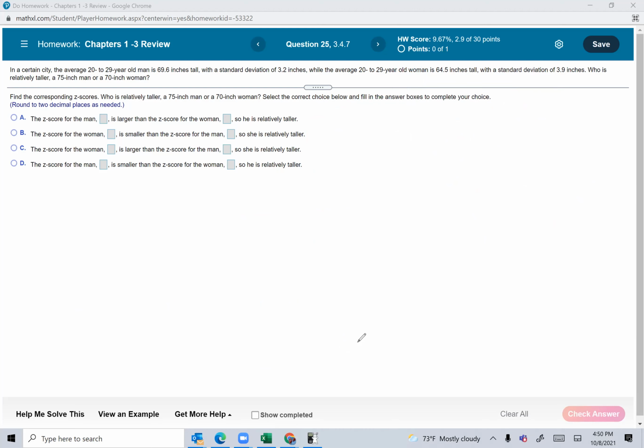And let me just do this exercise to show you how to compute z-scores. In a certain city, the average 20 to 29-year-old man is 69.6. So the mean is 69.6. Standard deviation is 3.2. While the average for women here is 64.5, standard deviation is 3.9. So we have men and women.